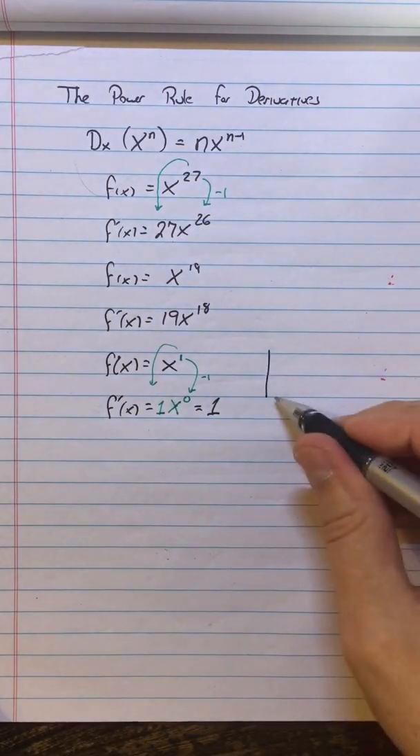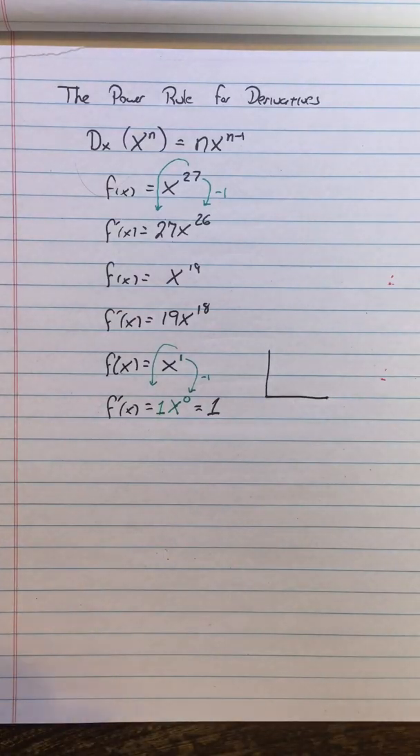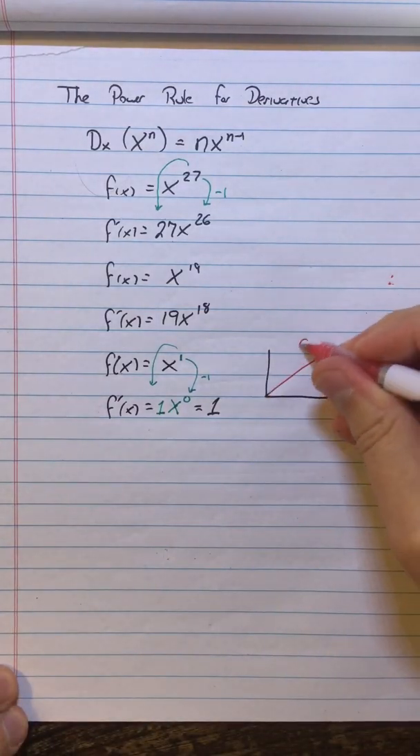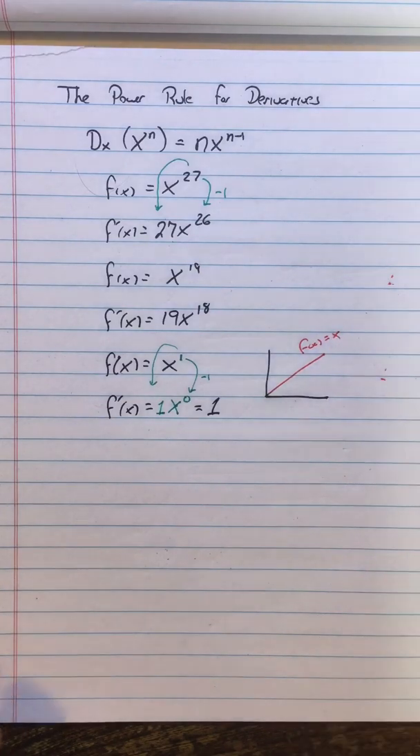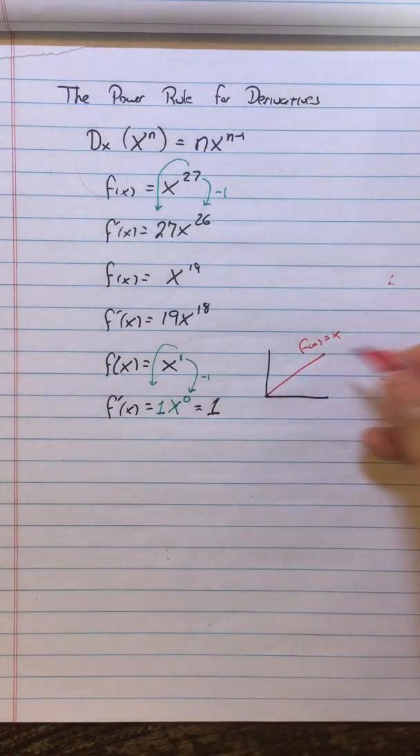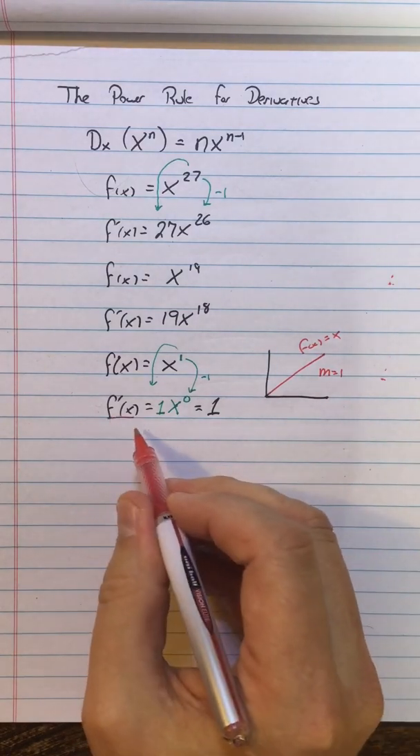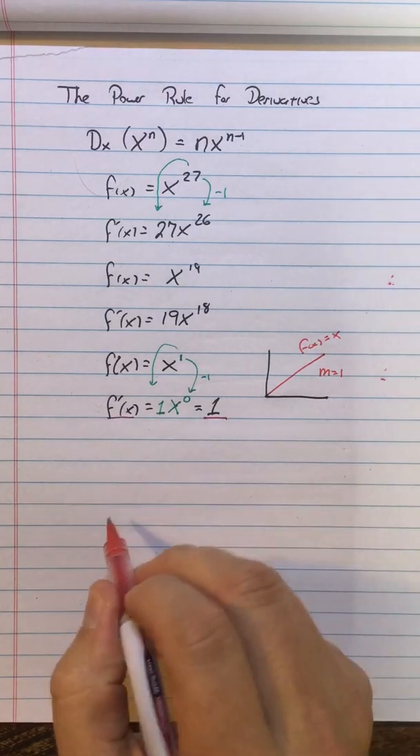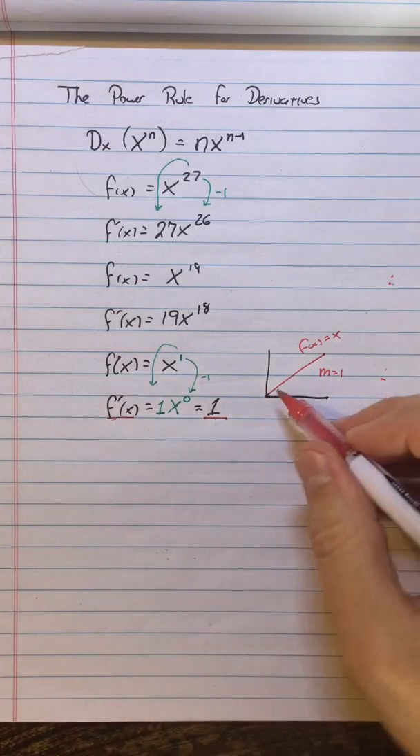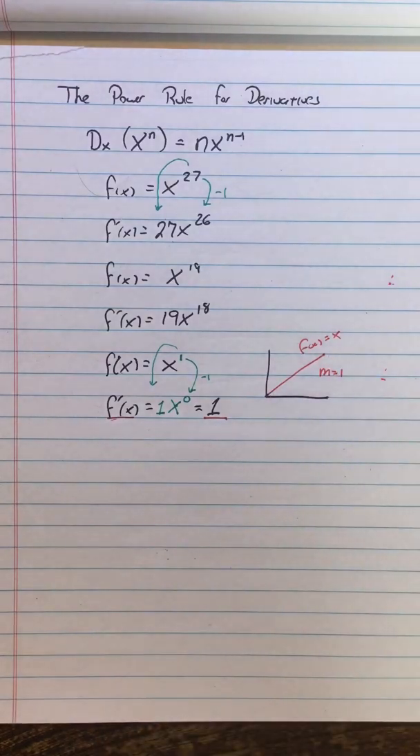Now, here's something that's cool about that. Look at the graph. All right, here's the graph of f of x equals x. What is the slope of the line? The slope is 1. The derivative is the slope of the tangent. So the slope of the tangent at every point is 1.